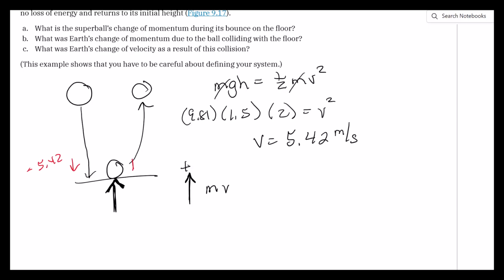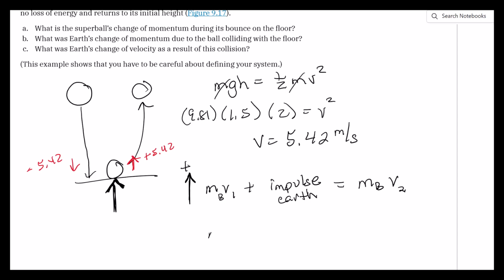And then I'm going to say, since it doesn't lose anything with the bounce, whenever it comes back up, it's going to be 5.42 meters per second again, right away. So I have the mass of the ball times the initial velocity plus, let's say, the impulse of external forces, in this case, hitting the Earth, equals mass of the ball times V2. And you're like, well, V1 and V2 are the same. No, they have different signs on them.